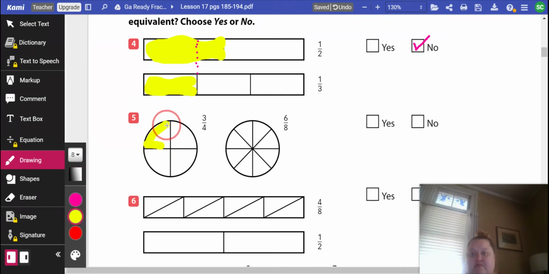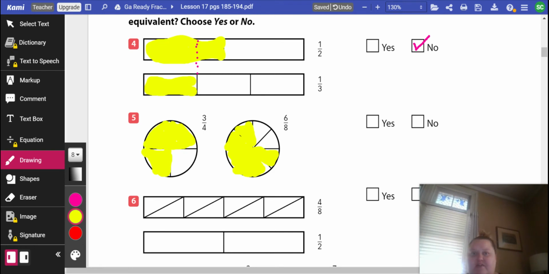So 1/4, 2/4, 3/4. And over here, I'm going to do 6/8. 1, 2, 3, 4, 5, 6. 6/8. So, and I didn't color these in the same direction, so that makes it a little bit harder to see.